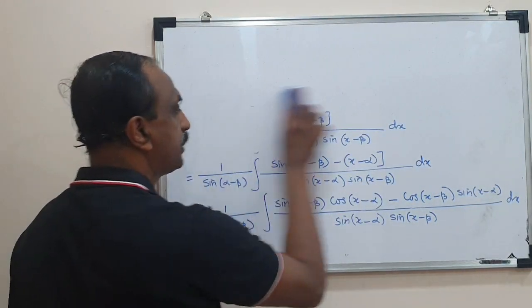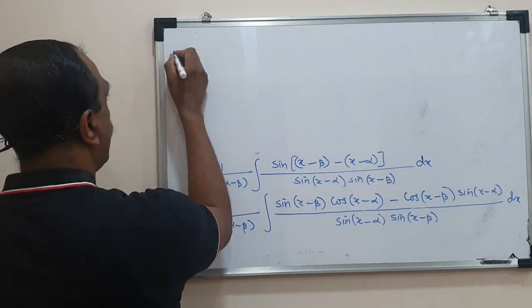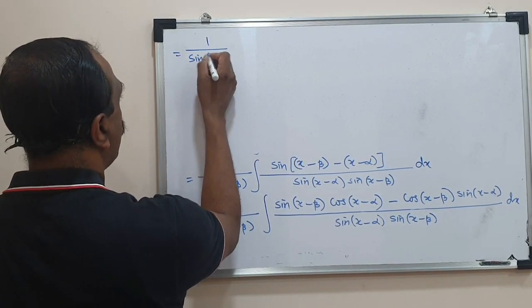So now let's see what happens when I separate. When you separate them, you will get the answer: 1 upon sine of (alpha minus beta).